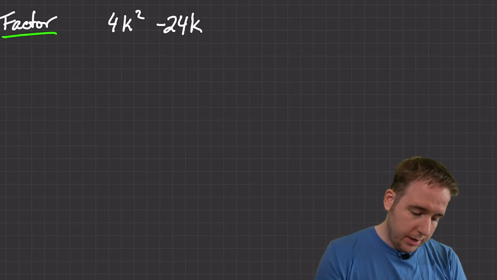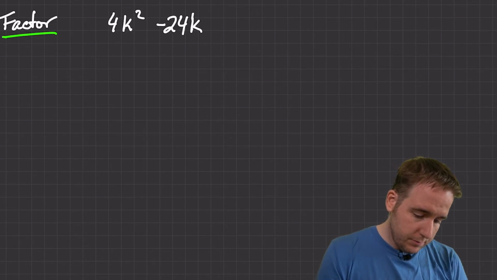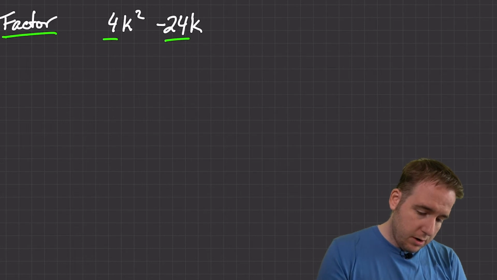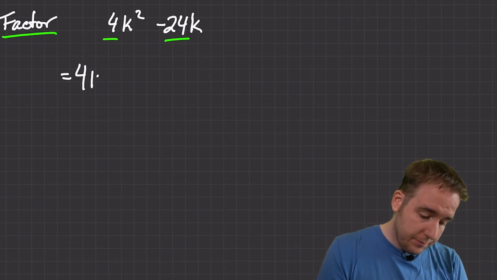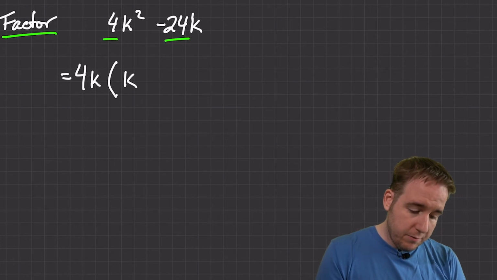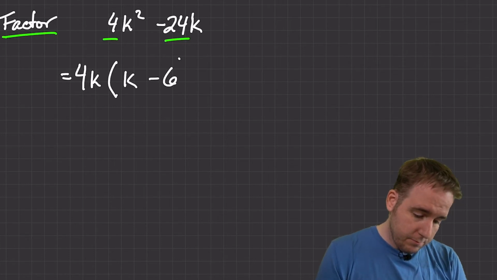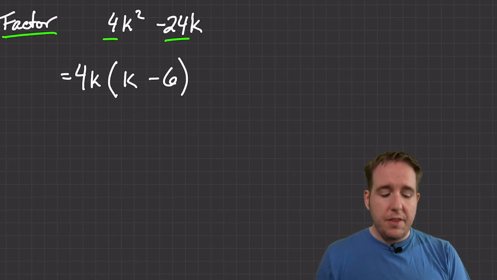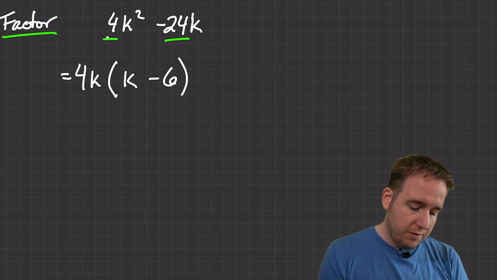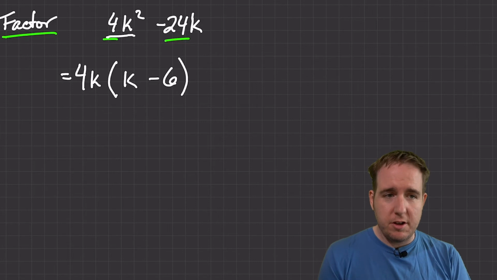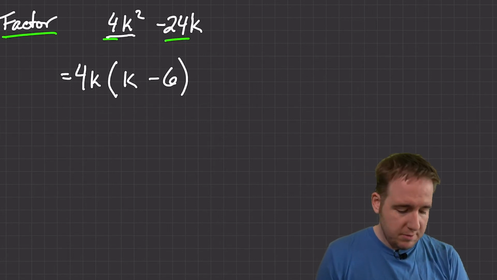Okay, both of them right away, 4 and 24. Both of those are divisible by 4, and both of them divisible by k. Bracket. So this leaves k, and 24 divided by 4 is 6. Okay, so that's fine the way it is. And this one, it started out looking like it might have been a difference of squares because this was 4 and k squared, but the other one turned out not to be. So it looked like one thing, it turned out to be something else. That's fine.